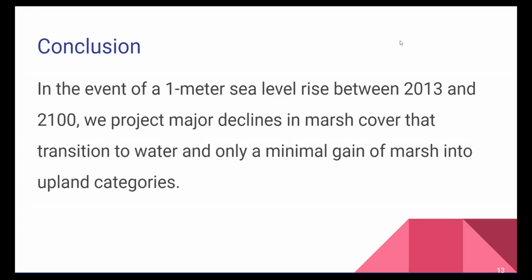So, in conclusion, in the event of a 1 meter sea level rise between 2013 and 2100, we project major declines in marsh cover that transition to water and only a minimal gain of marsh into upland categories.